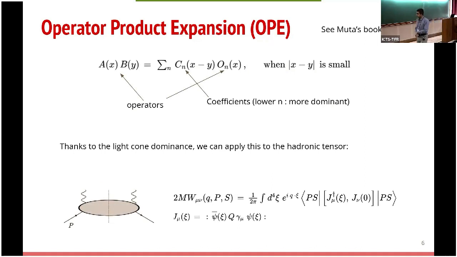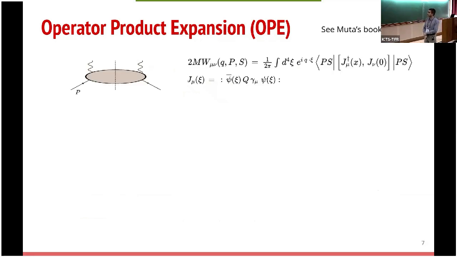Thanks to the light cone dominance, we can apply, as I said, this technology to the hadronic tensor. The operators are not A and B, but are the currents in our case. And what happens is the following. You apply the operator product expansion, and you can decompose the hadronic tensor as a sum of different contributions. Those different contributions are calculated with the OPE.